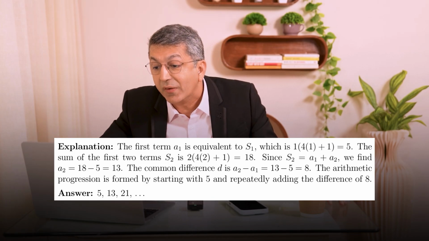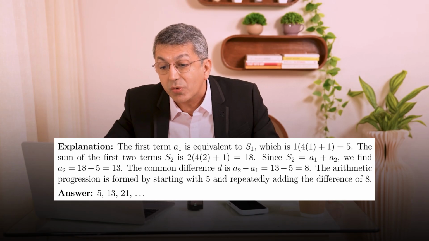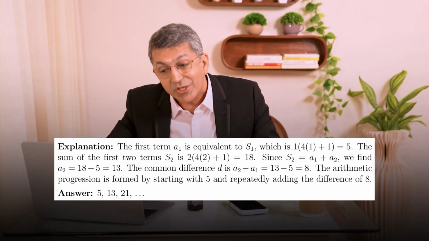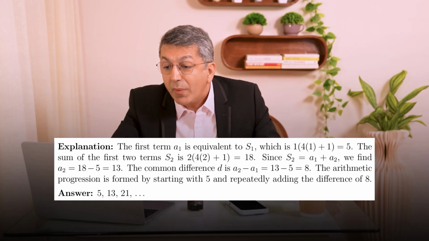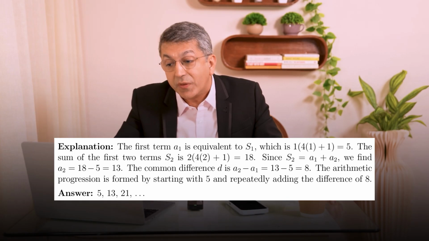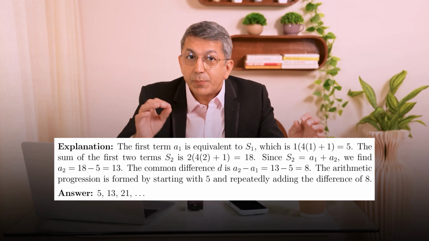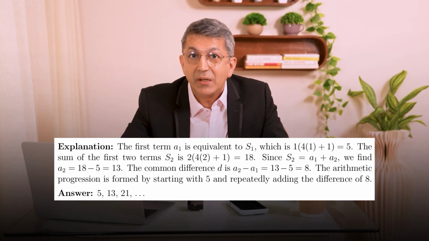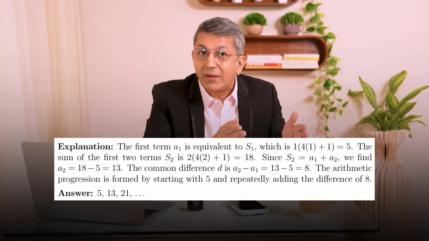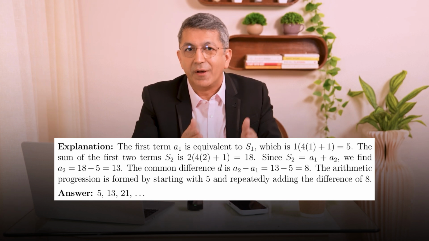Since S2 is equal to a1 plus a2, we find a2 is equal to 18 minus 5, which is equal to 13. The common difference d is a2 minus a1 is equal to 13 minus 5, which is equal to 8. The arithmetic progression is formed by starting with 5 and repeatedly adding the difference of 8. So the answer is 5, 13, 21 and so on.